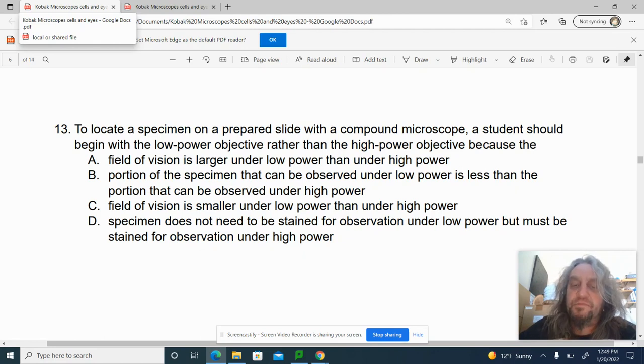C, field of vision is smaller under low power than it is under high power. D, the specimen does not need to be stained for observation under low power, but must be stained for observation under high power.